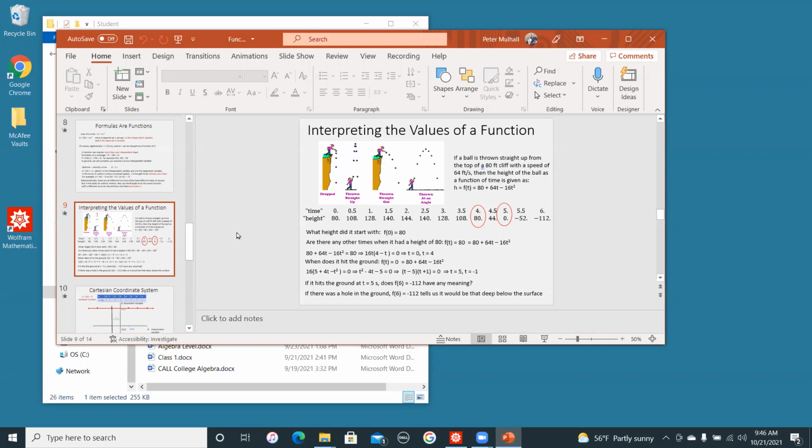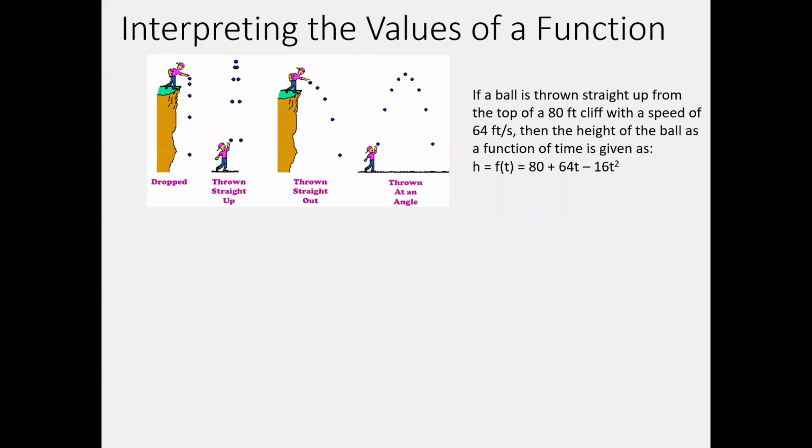The equation, the 80 plus 64t minus, is it 16t squared? This guy here. Where did that come from? Well, we're going to derive that. You have to take that on faith from me right now. Okay, we will derive that equation.